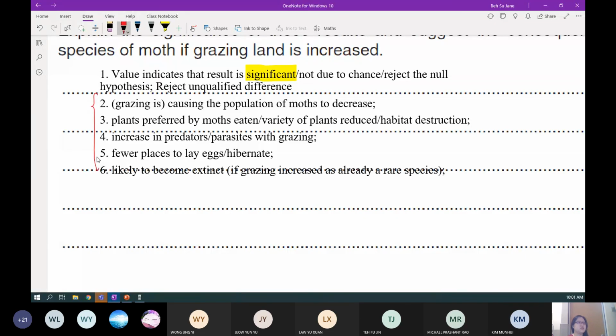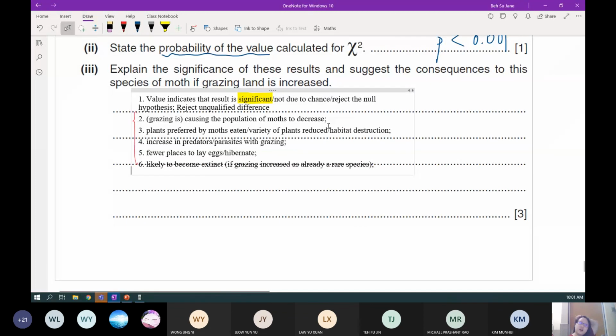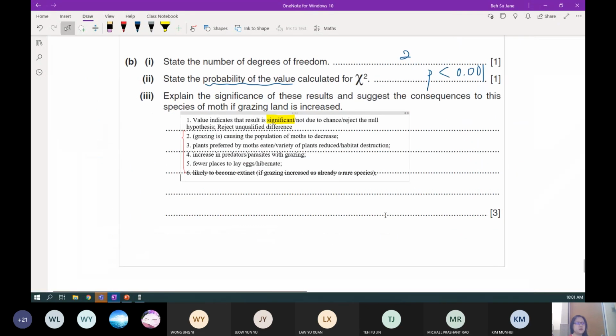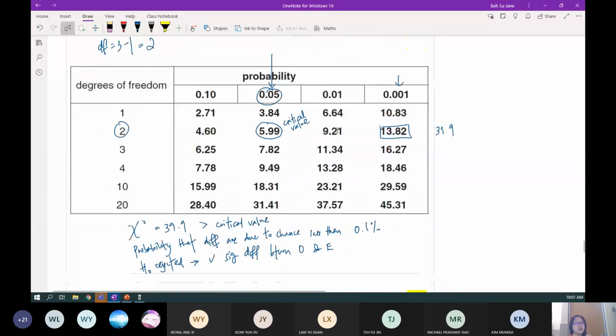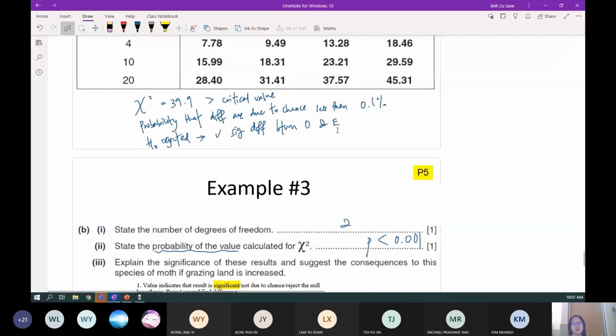The second question is about suggesting what would happen to the species of moth if the grazing land is increased. So yeah, that is an example of a passive question. I'm going to spam you with more by the end of this week. Actually, you know what? I'm going to assign it today. I'm going to assign you 1 today, and I'm going to give you a week to do it. I will discuss it next week when we meet again.